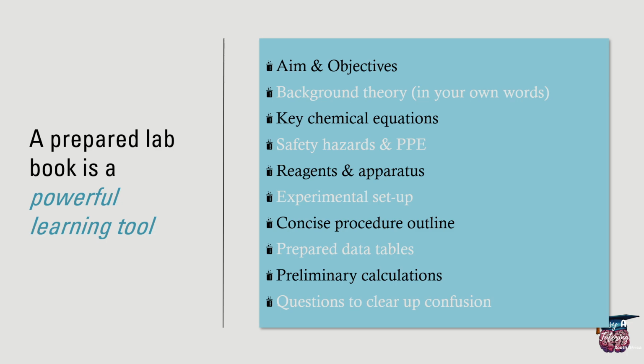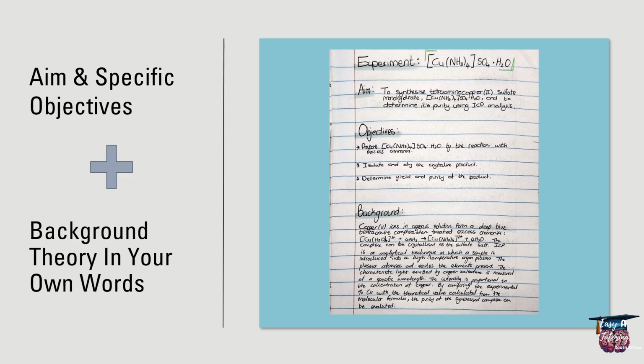This is where you record your values and your quantities that you acquire in the lab, preliminary calculations, and a section for questions if anything while preparing was unclear or confusing. Now for this example, I used tetraamminecopper(II) sulfate monohydrate to set up this lab book.